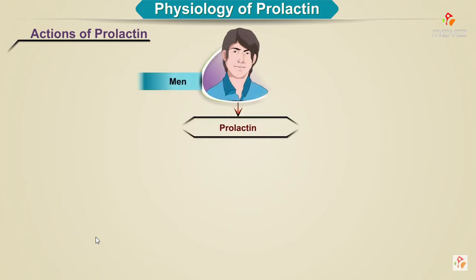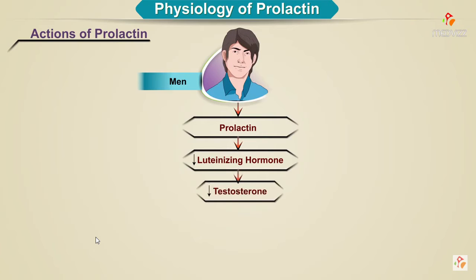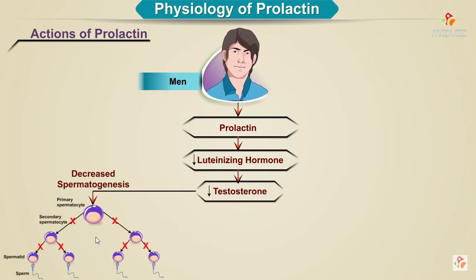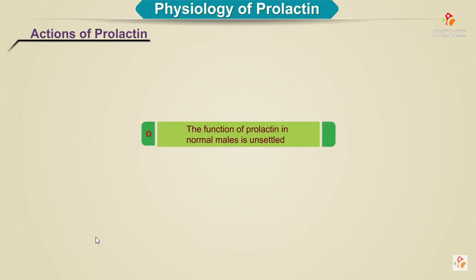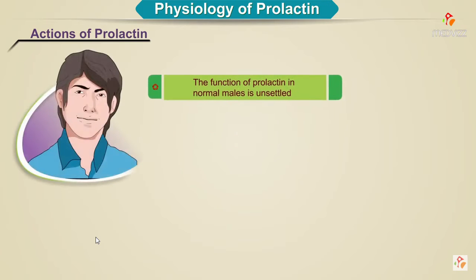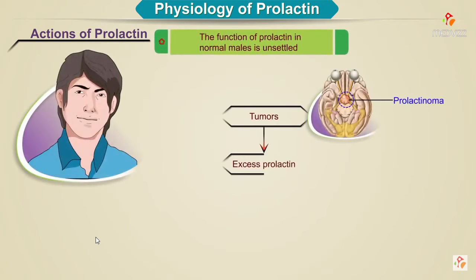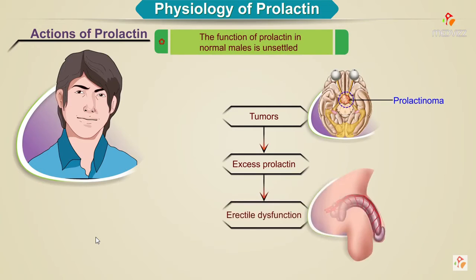In men, low levels of luteinizing hormone due to prolactin lead to low testosterone levels, thereby decreased spermatogenesis, and a loss of libido can ensue. The function of prolactin in normal males is unsettled, but excess prolactin secretion can cause erectile dysfunction in the presence of tumors.